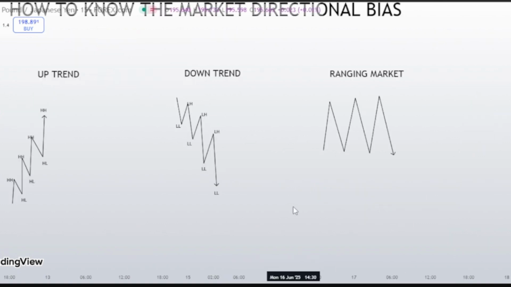We've talked about uptrend and downtrend. Now it remains the ranging market. What does ranging market mean? A ranging market means the market doesn't have a specific direction. It just moves from up to down, down to up to down. Let me show you an example of what a ranging market looks like.